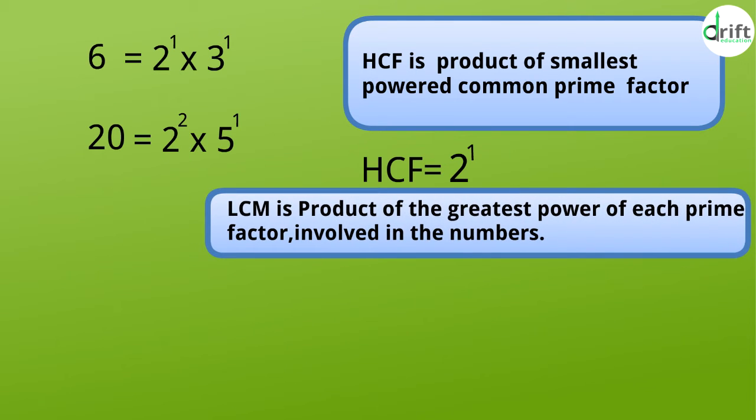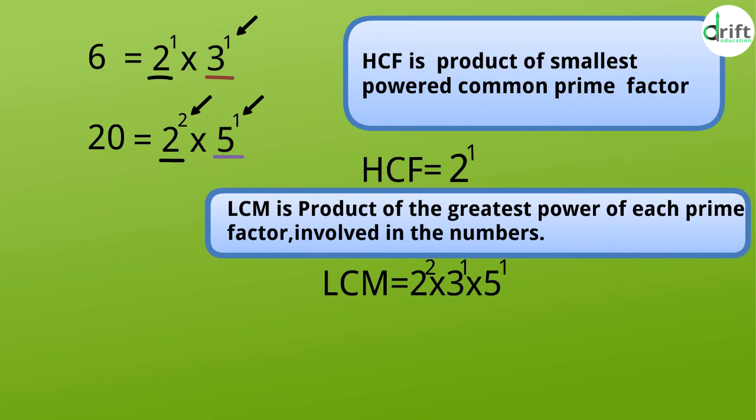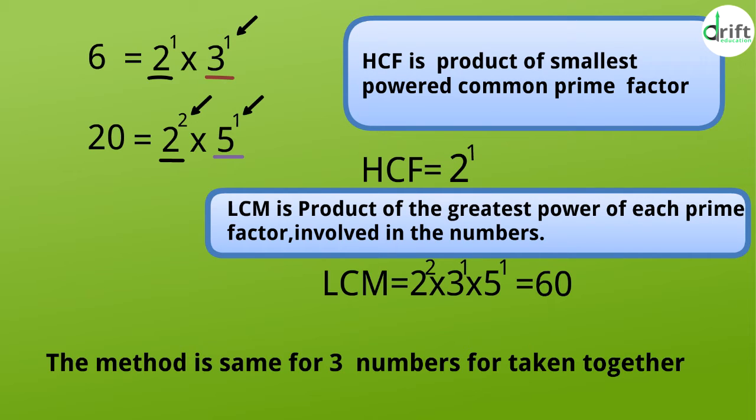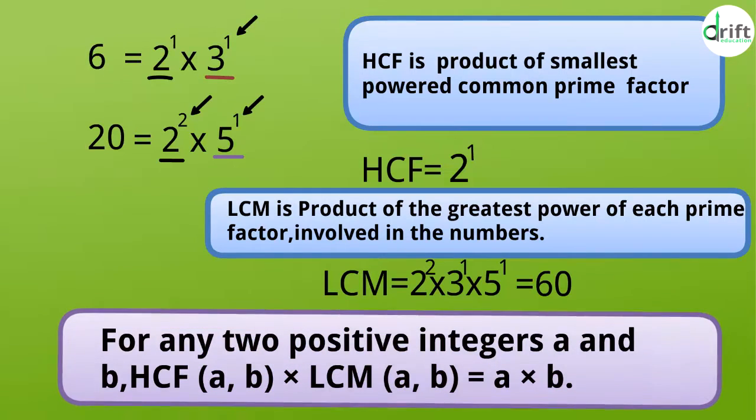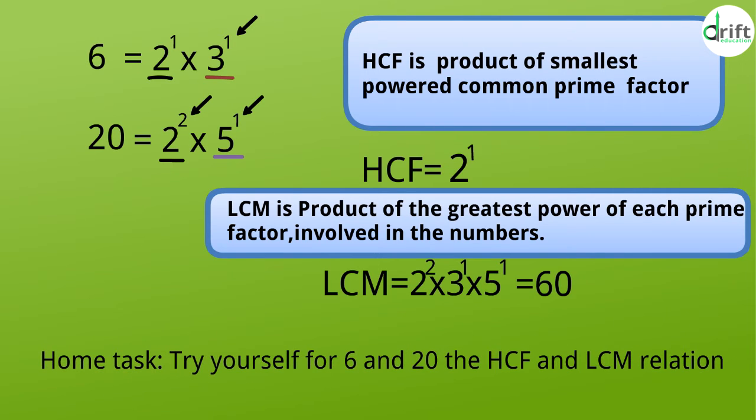LCM is the product of the greatest power of each prime factor involved in the numbers. So we have prime factors 2, 3 and 5, and their greatest powers are 2, 1 and 1. So LCM is 2 to the power 2 into 3 to the power 1 into 5 to the power 1, equals 60. The method is the same for three numbers taken together. Now there is another relation of HCF and LCM: for any two positive integers a and b, HCF of a and b multiplied by LCM of a and b equals a multiplied by b. Try yourself for 6 and 20.